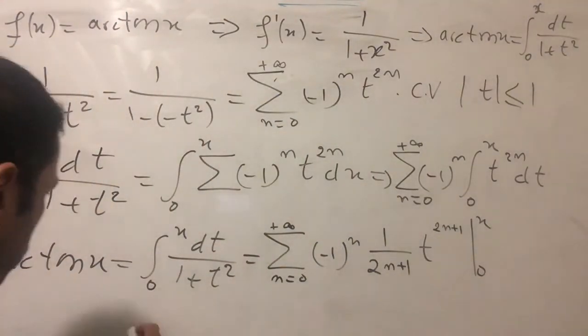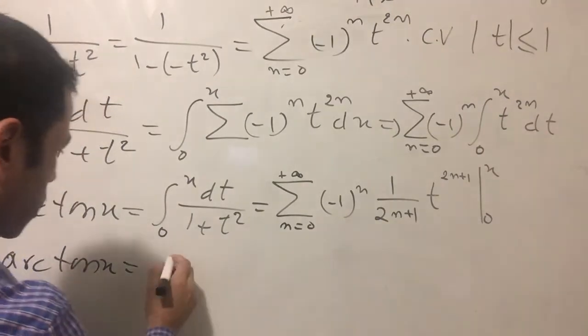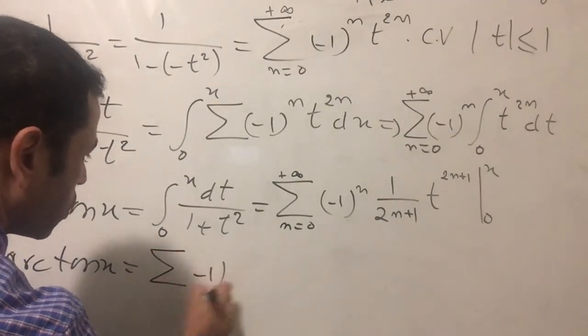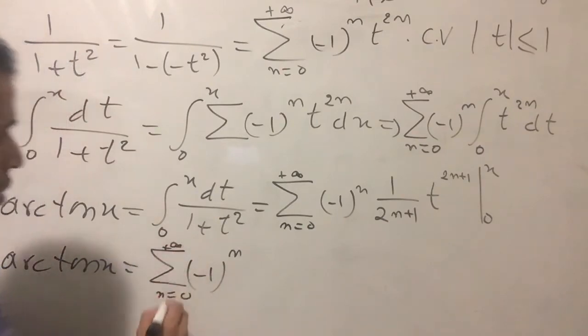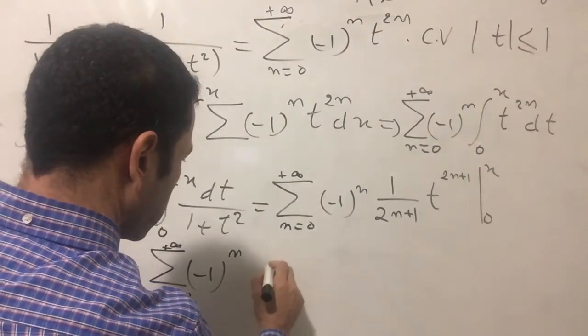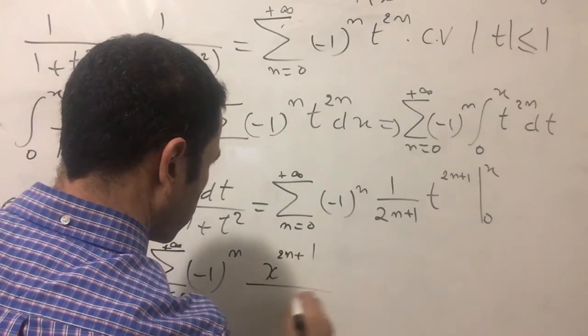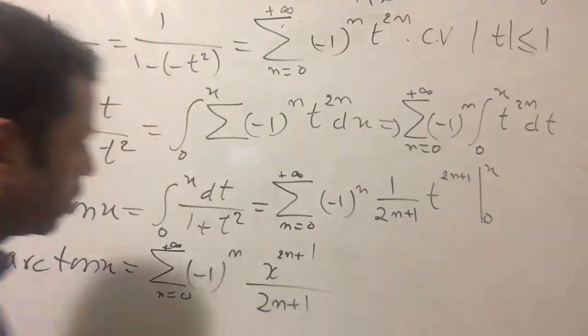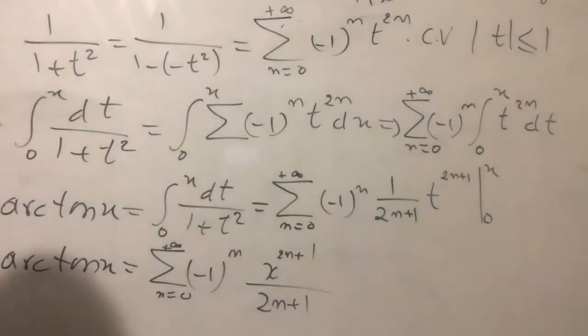So now arctangent x equals this sum of minus 1 to the n, as n goes from 0 to plus infinity, of x to the n plus 1 over n plus 1. Because 0 minus 0 is 0. So this is the expansion, this is the Taylor expansion of arctangent x.